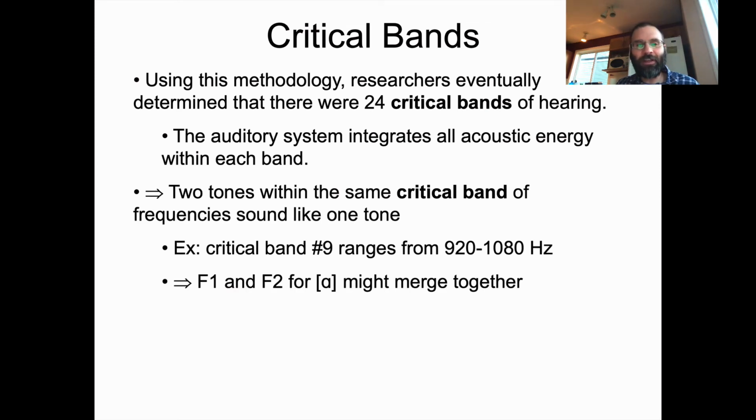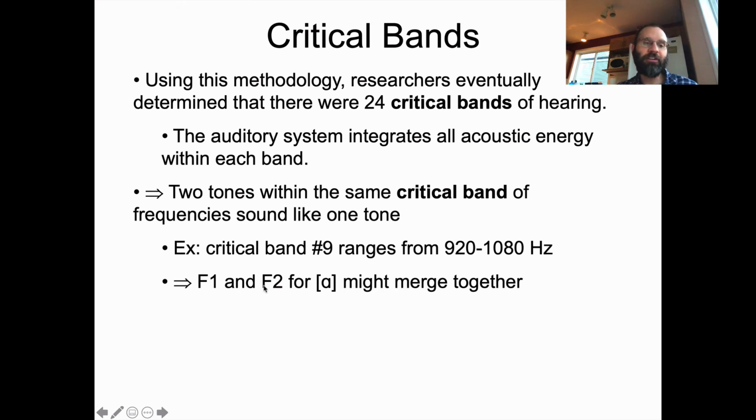So for example, two tones within the same critical band of frequencies could sound like one tone. Like critical band number 9, I'll show you the whole scale in the next slide. That critical band will range from 920 to 1080 hertz. It's a bit of a stretch, but F1 and F2 for ah might merge together because they're often kind of in this general range of frequencies when they're produced as that vowel.